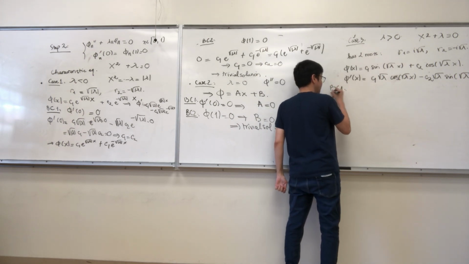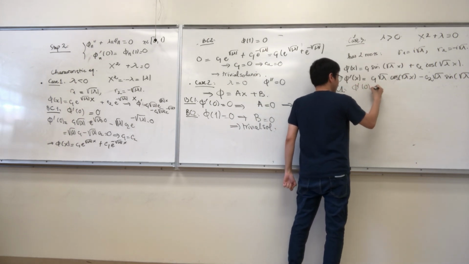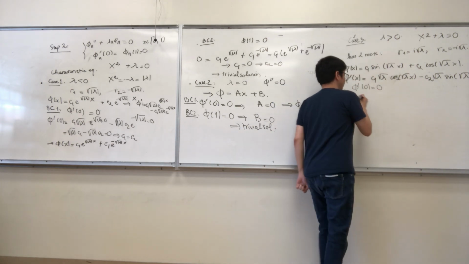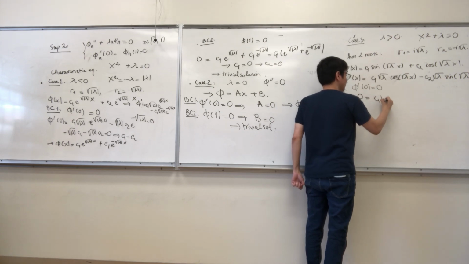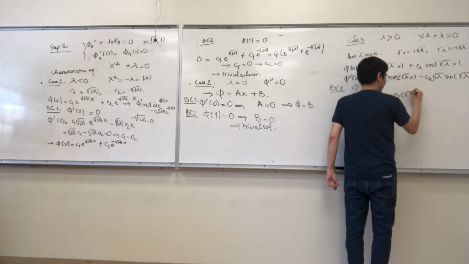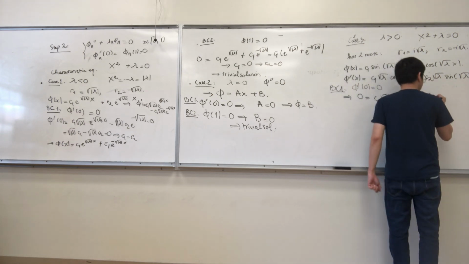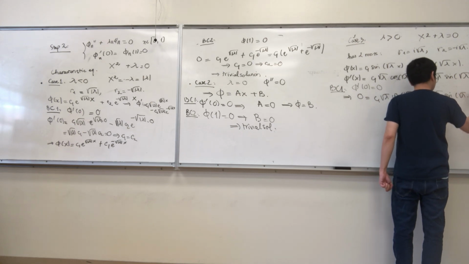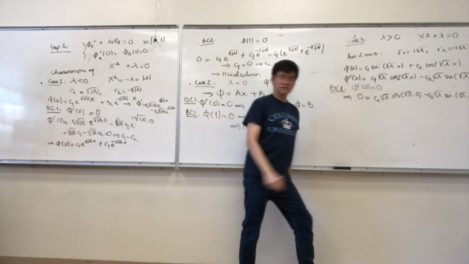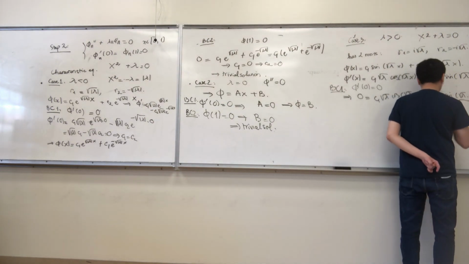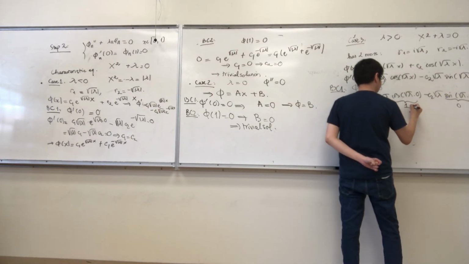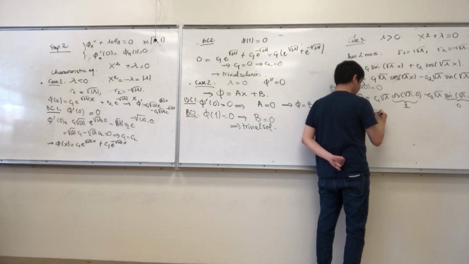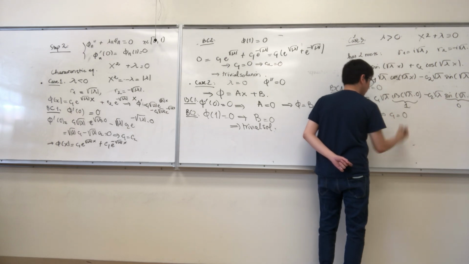Boundary condition 1: phi prime at 0 is 0. So phi prime at 0 is 0, which means that 0 is C1 square root of lambda cosinus of square root of lambda times 0, minus C2 square root of lambda sinus of square root of lambda times 0. So this gives you 0, and this gives you 1. Which means that 0 is C1 square root of lambda. So C1 is 0.